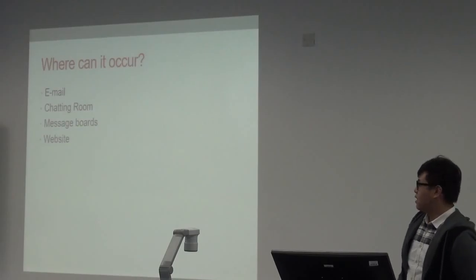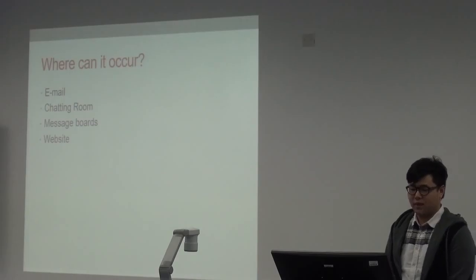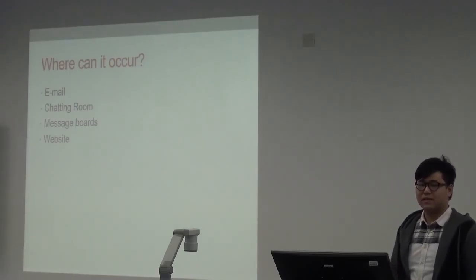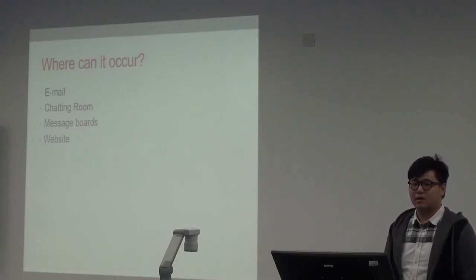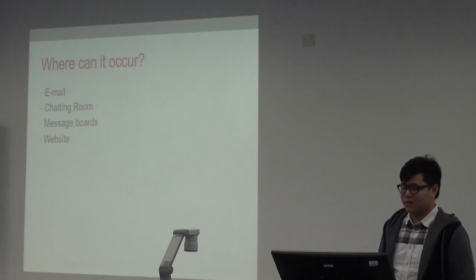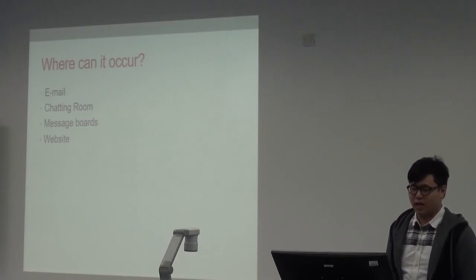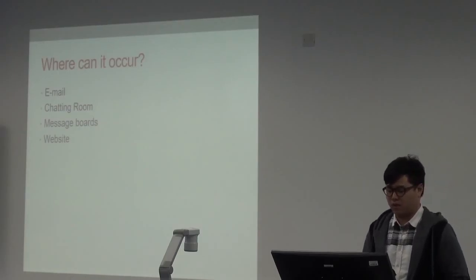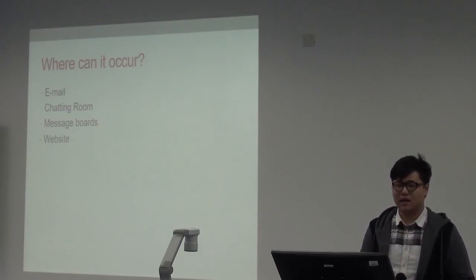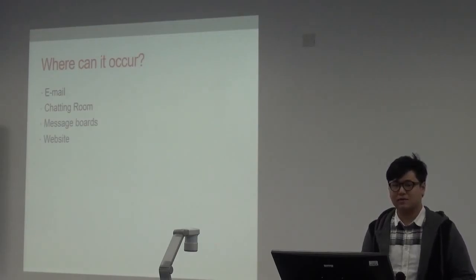Where can internet fraud occur? It can be found in email and chatting rooms. Some places have a computer or camera. Some people or software can record your conversation in the chatting room and your message box. The most common place is on websites, especially when entering unknown source websites.